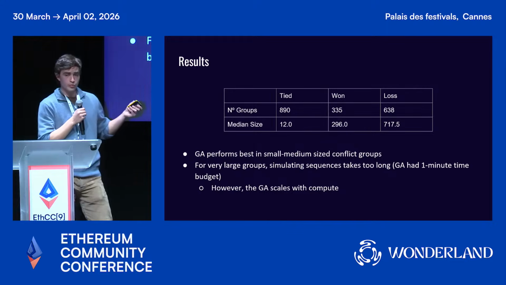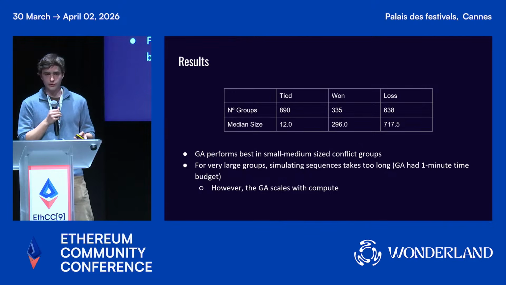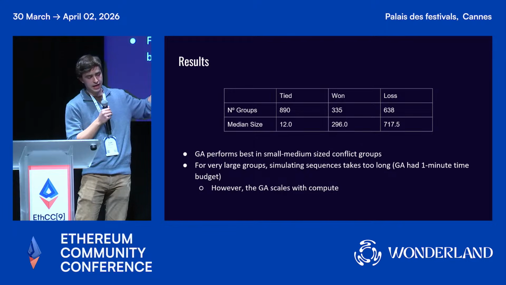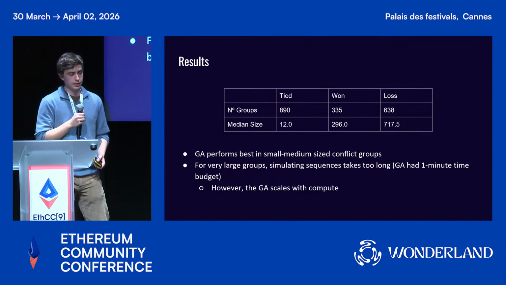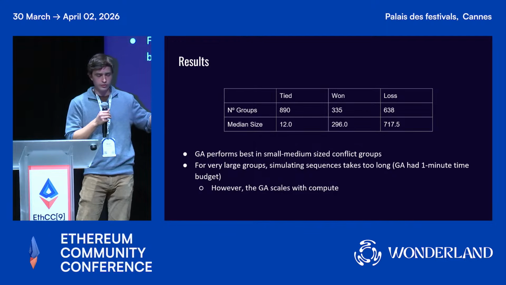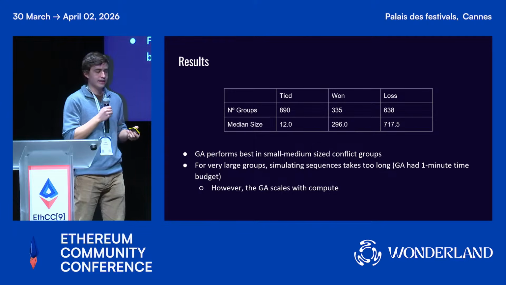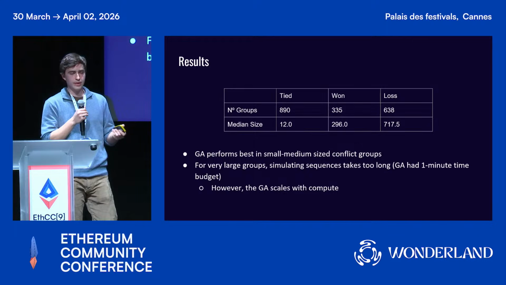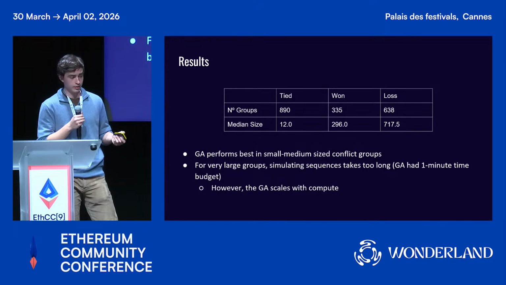Then another observation is that the genetic algorithm performs best in small to medium-sized conflict groups. So that's what this table shows. It typically ties, so it finds some ordering which extracts as much value as some other algorithm when the group sizes are quite small. When the conflict groups are in the lower hundreds, that's when it usually wins more. And then the cases where it doesn't find the best ordering compared to the other algorithms is when the group sizes are very large.